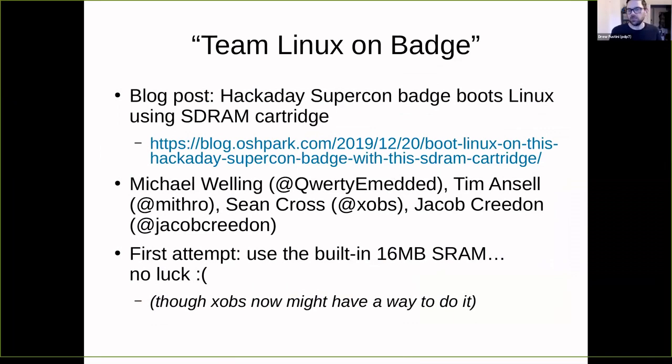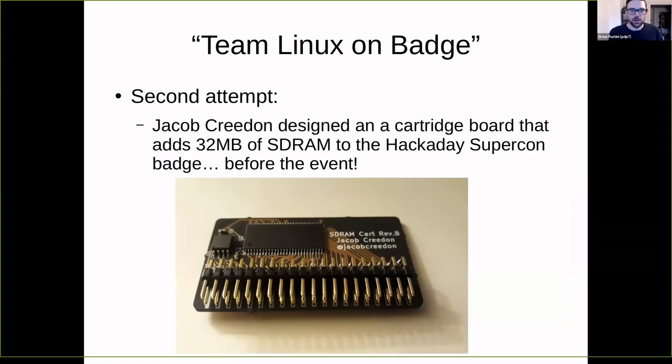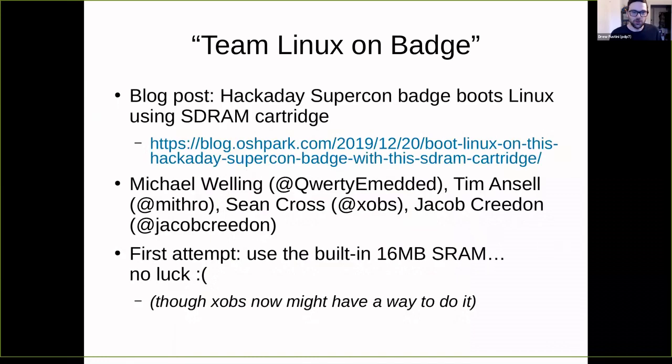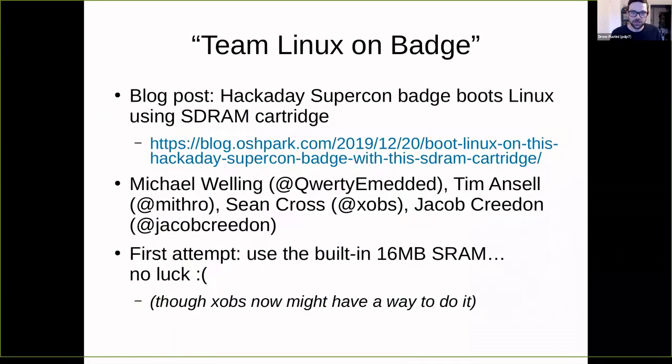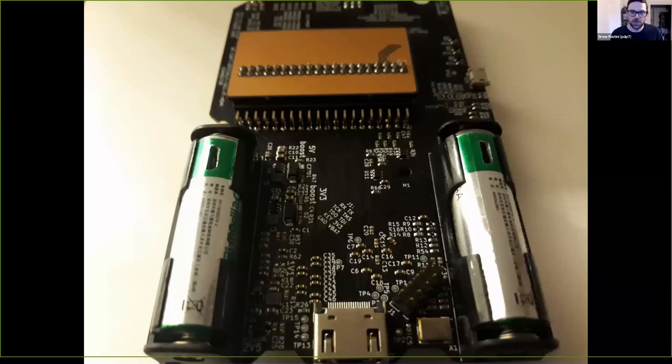The first thing we tried had built-in memory of 16 megabytes, but we couldn't get it to work at the time. However, because it was a hardware hacking conference, someone had already made an expansion board for the badge, which gave us 32 megabytes of SDRAM, which proved to be enough for us to get Linux running on it. The front was that Game Boy form factor, and on the back it had an expansion slot, like a game cartridge slot on a Game Boy. So this is a board that plugs into the back of the badge, and this gives us 32 megabytes of SDRAM that we can access.